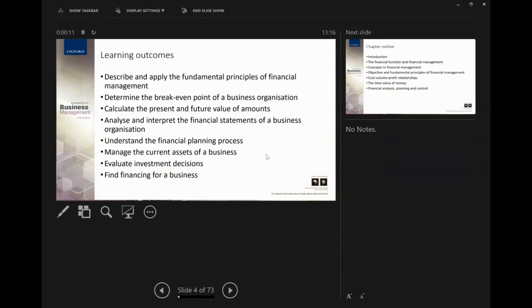Describe and apply the fundamental principles of financial management. Determine the break-even point of a business organization. Calculate the present value and future value of amounts. Analyze and interpret financial statements of a business organization. Understand the financial planning process. Manage the current assets of a business. Evaluate investment decisions. Find financing for a business.